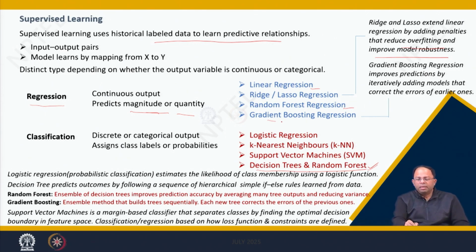So then there is gradient boosting as well. Gradient boosting regression improves predictions by iteratively adding models that correct the errors of the earlier ones. That means different model specifications are tried for every regression. In any regression line, the beta values can be changed, and we can have different specifications. Each one will result in a different sort of prediction error, and we can keep on modifying it till we reach the best one. So that's gradient boosting regression.